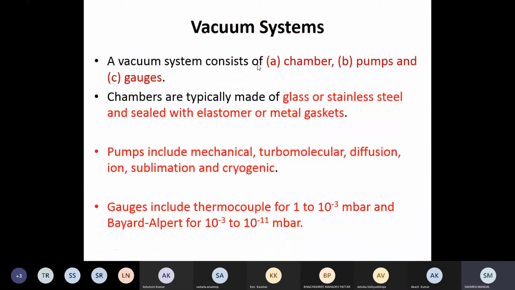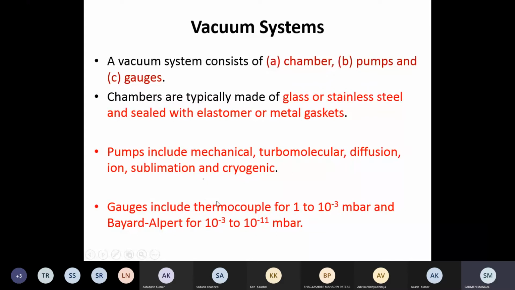Now this vacuum system consists of one chamber, one pump and one gauge. You will need a closed chamber if you want to get a vacuum. This chamber is mostly glass or stainless steel, sealed with elastomer or metal gasket. The pumps include mechanical, turbomolecular, diffusion, ion, sublimation, and cryogenic. These are actually different pumps.